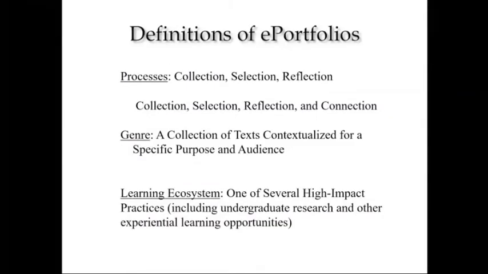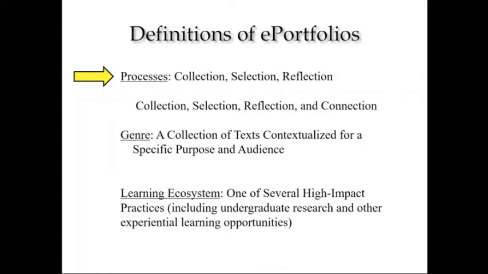So to begin with definitions, I've got 3. There are many definitions we could draw from. I'm going to highlight 3, and you will see that these 3 show up again and again as we look at models. We'll be looking at 7 models, as you'll see. So the first is processes. People often think about ePortfolios as the result of 3 processes: collection, selection, and reflection.